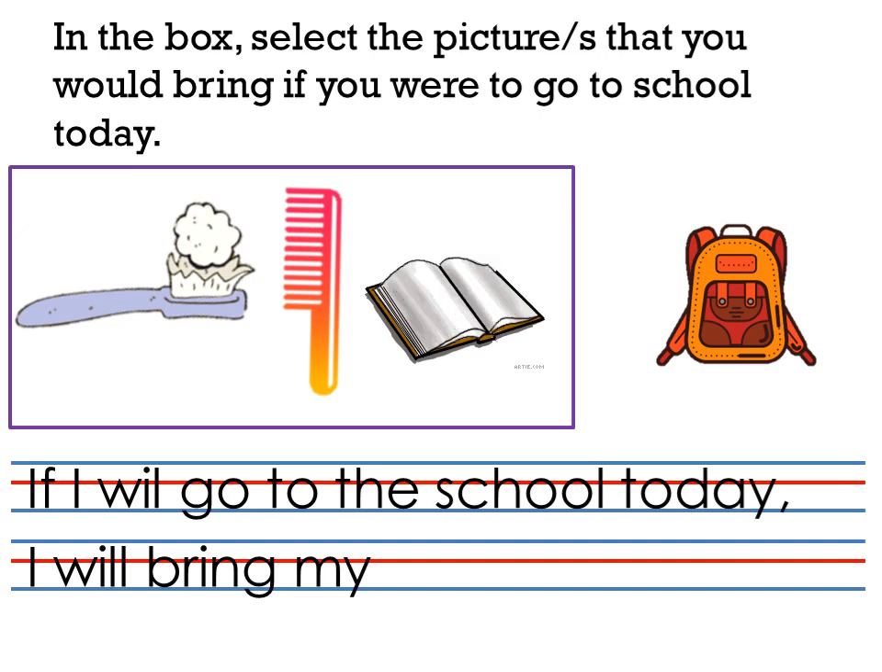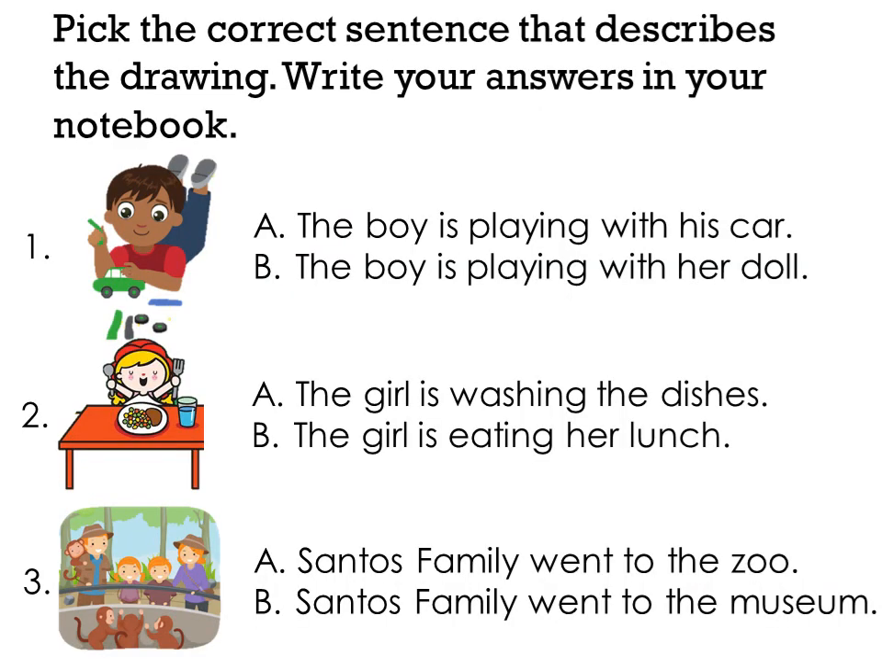Okay, the correct answer here would be, if I will go to the school today, I will bring my notebook, of course. So now, let's pick the correct sentence that describes the drawing. So, write your answers in your notebook. Write 1, 2, 3, and then just choose the letter of the correct answer. Okay, now look at picture number 1. What is the boy doing? Is it letter A? The boy is playing with his car. Or letter B? The boy is playing with her doll. Go!